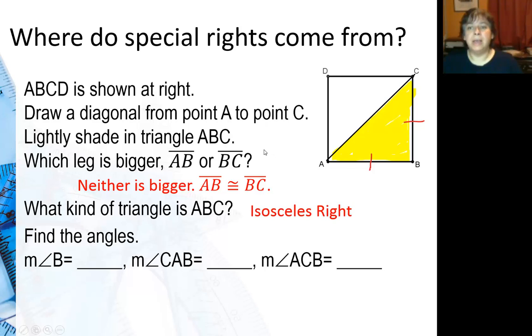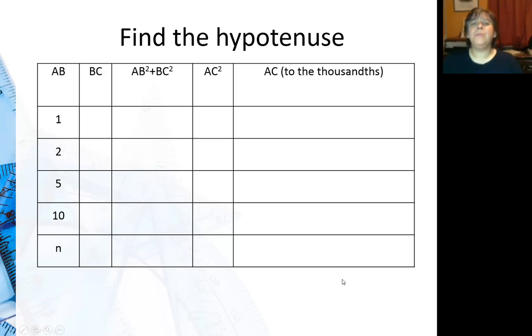It is an isosceles triangle, but it's also a right triangle because the corner of that square is a 90-degree angle. So I know that the measure of angle B is 90 degrees. CAB and ACB, this is isosceles, and so these two angles have to be the same. So hopefully you'll know that that is 45 degrees for both of those. If not, you could write x plus 90 equals 180 and solve for x. So what we're going to do right now is find the hypotenuse for these 45, 45, 90-degree triangles.